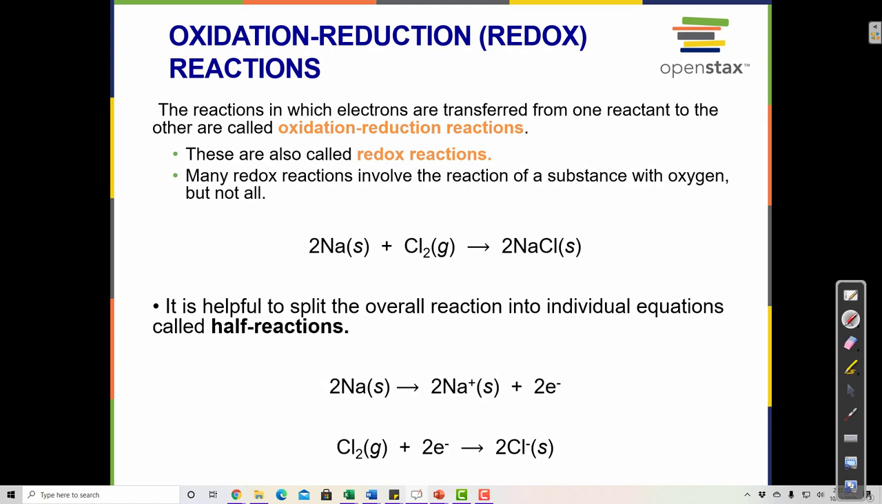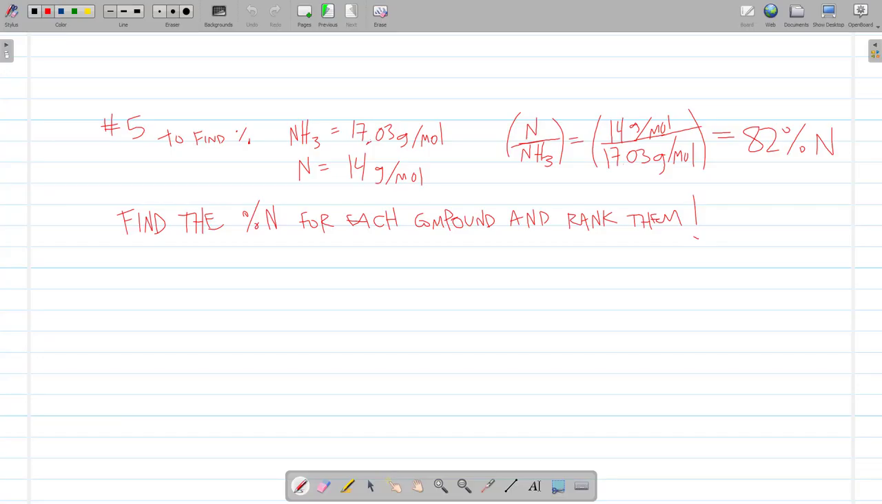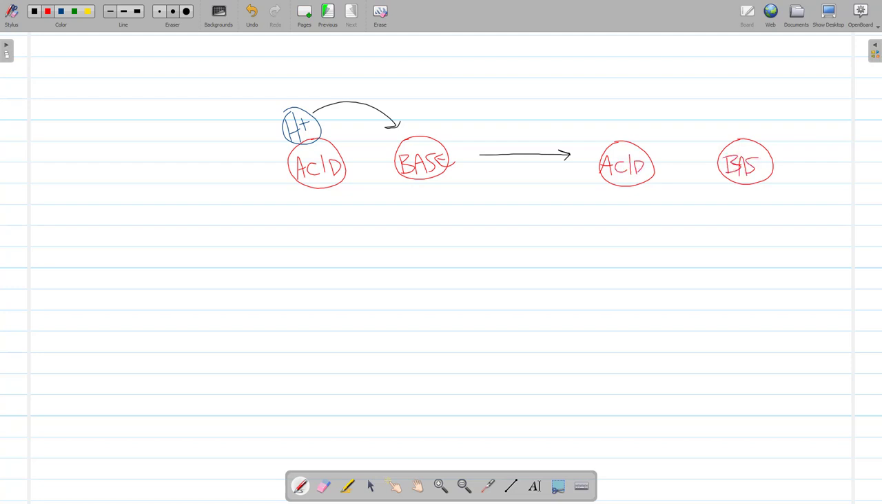In an acid-base reaction, we can imagine that there's an acid and a base. The acid has H plus. That's the thing that gets moved in an acid-base reaction. So it goes over here, and then it looks like this. The H was on the acid, and now the H is on the base. This is all an acid-base reaction is. H plus goes from the acid and it goes to the base.